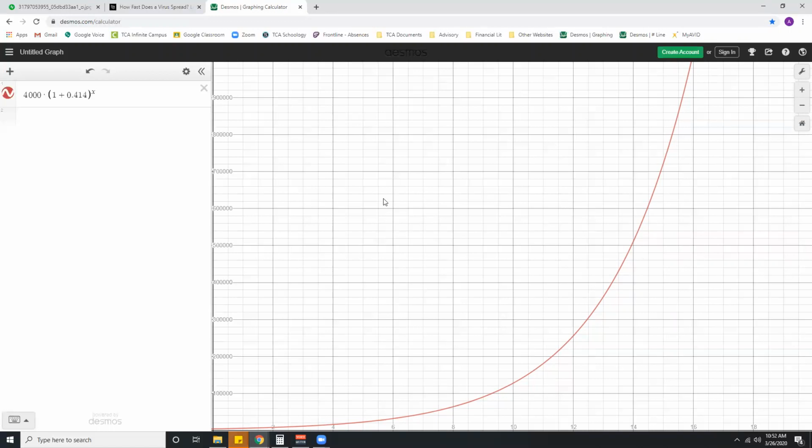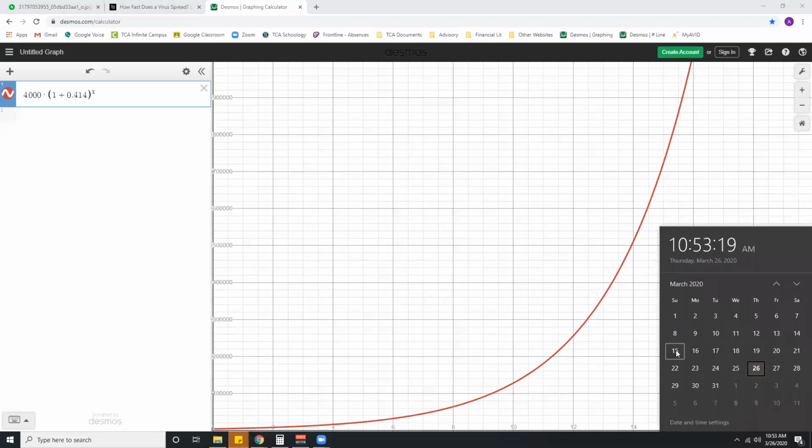Now, I want you to replicate this on your Desmos, so either use your phone or a computer. And we learned in class that we can drag a point and find out how many cases, in this problem, we are going to have per day. So on the 8th day, that's going to be roughly 63,481. On the 12th day, that's going to be about 256,423.